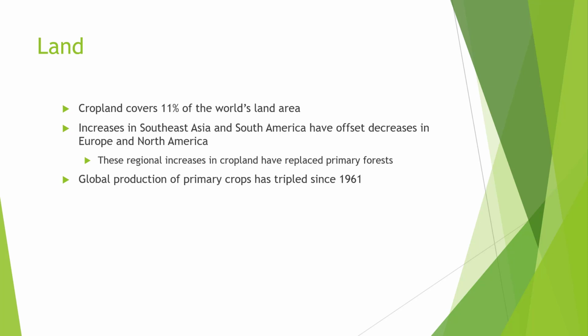Land, so cropland covers 11% of the world's land area. So this is where they're planting for agriculture and foodstuffs. The increases in Southeast Asia and South America have offset decreases in Europe and North America. So we're actually losing cropland due to industry. These regions' increase in cropland have replaced primary forests. So we had talked about that.